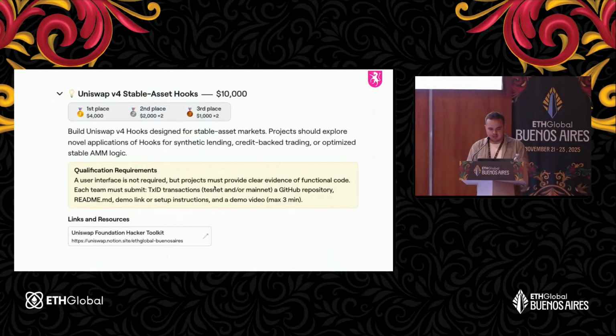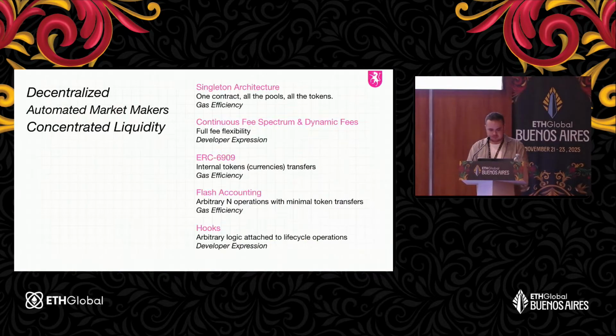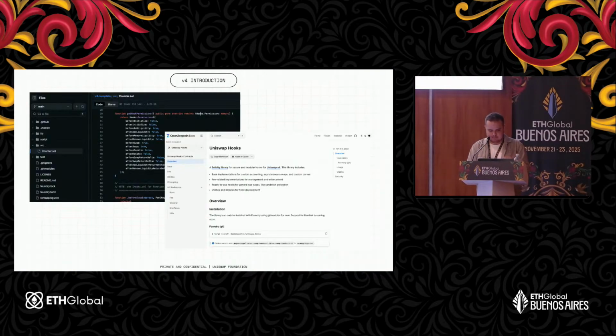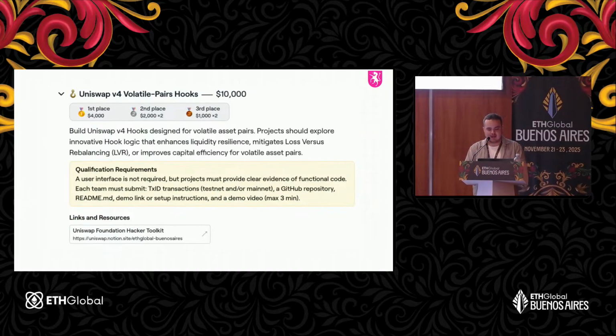And going back, just to wrap up, there are 2 different tracks. One is based on stable assets, so we're working on stablecoins or things like that, so we can create the best incentives for that kind of assets. And then we have another track for volatile pairs. This means other kinds of assets.